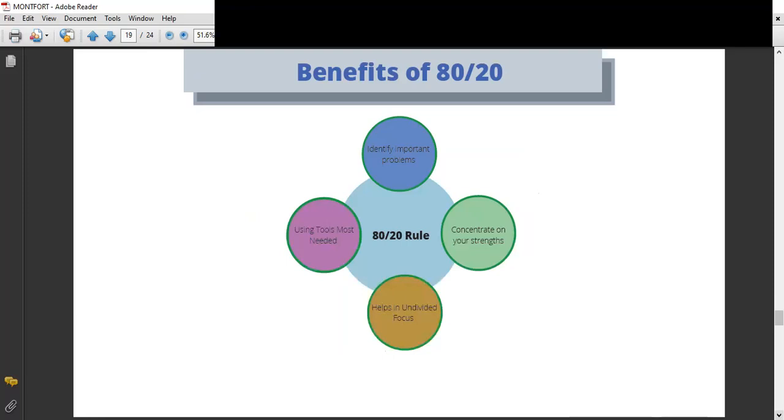Benefits of the 80/20 rule. It says identifying important problems, concentrating on your strengths, helping in undivided focus, using the tools most needed. You can use your resources, you can use your mind to bring out the best out of it.